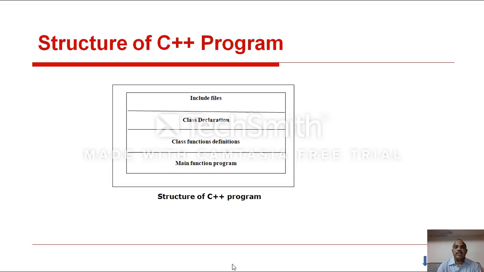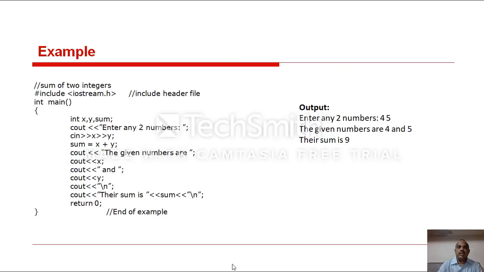I will give the example. So how many parts of the C++ program? There are 4 parts. Okay, all of you, 4 sections. Then the next one, this is an example program. In this example program, here hash include stdio.h, hash include iostream.h.